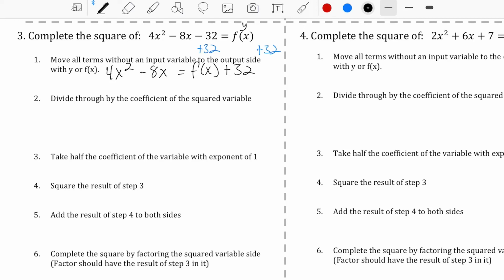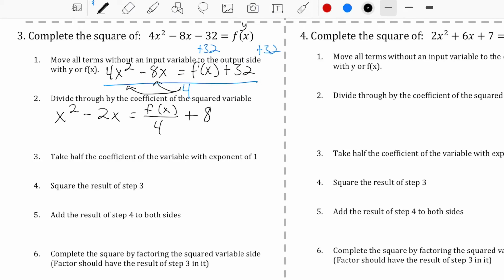Step 2 is divide everything by 4. When I do that, I get 4 divided by 4 is x squared. Negative 8x divided by 4 is negative 2x. Notice I'm doing each one. I'm going here, I'm going here, and then I'll usually just combine all this. So we can do f of x divided by 4, and then 32 divided by 4 would be plus 8.